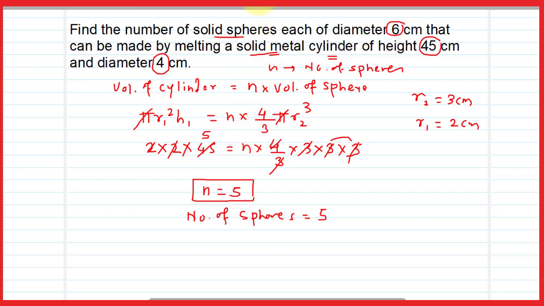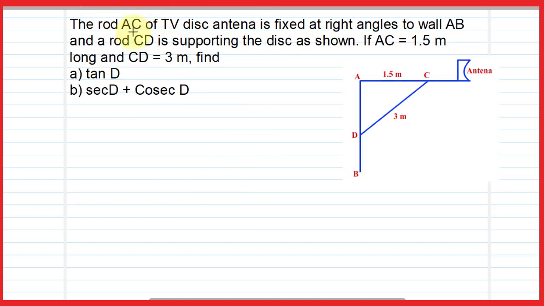Now move to the second question. The rod AC of a TV dish antenna is fixed at right angles to the wall AB, and a rod CD is supporting the dish as shown. If AC is equal to 1.5 meter long and CD is equal to 3 meter, find tan D and find sec D plus cosec D.